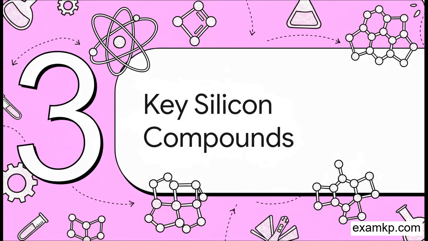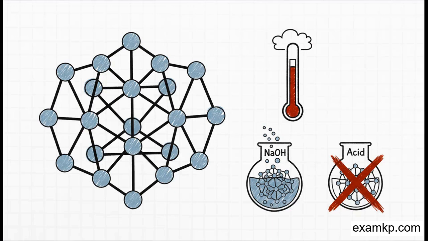Fantastic. Now that we've got the element down, let's meet the family, the key compounds of silicon. This is where a lot of the application questions are going to come from. The superstar compound here is definitely silicon 4 oxide, or silica. It's just sand. And just like pure silicon, it has that giant covalent structure again, which is why its melting point is ridiculously high, over 1700 degrees Celsius. It's also an acidic oxide.